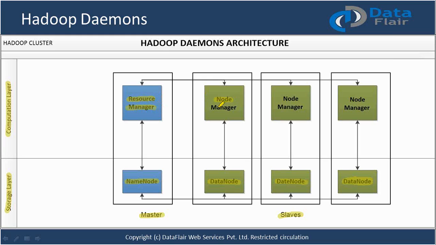Node manager: this daemon runs on all the slaves. So guys, you can easily identify that name node and resource manager are your master daemons. On the other hand, data node and node manager are your slave daemons.